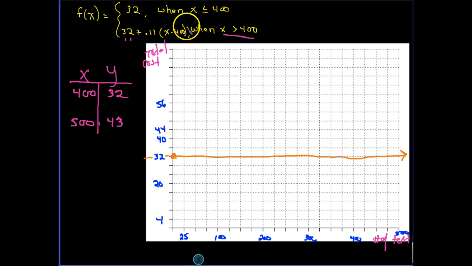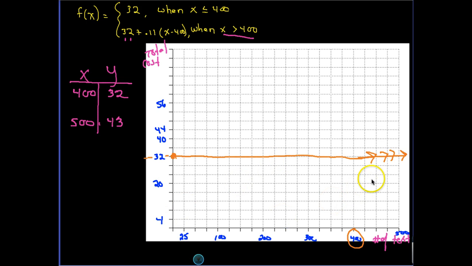Now the only thing I have to do now is adjust it. So I only want to see this graph when x is less than or equal to 400. Well, here's 400 right here. Right? I'll circle it right here. So I don't want to see anything going this direction here because it says I only want to see the x's when they're less than or equal to 400.